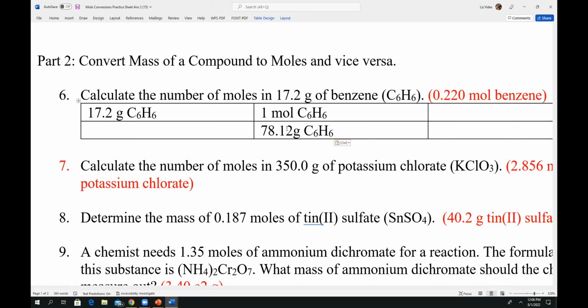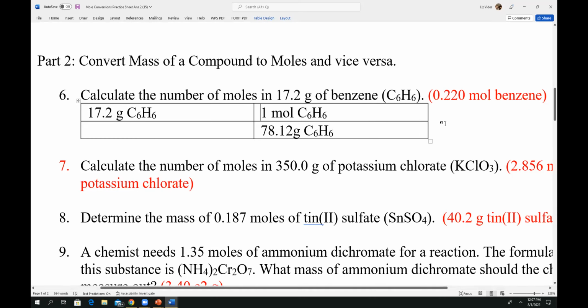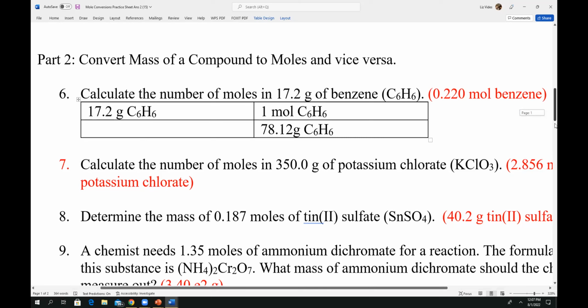All right, and that's all we really need. We don't really need these right here, do we? All right, so we're just multiplying and dividing. So there's no need to multiply. So it's just 17.2 divided by 78.12. And that gives me 0.22 moles, 220, because we need that 0. Because it's 0.22017. So it's 0.220 moles of benzene. And there you go.